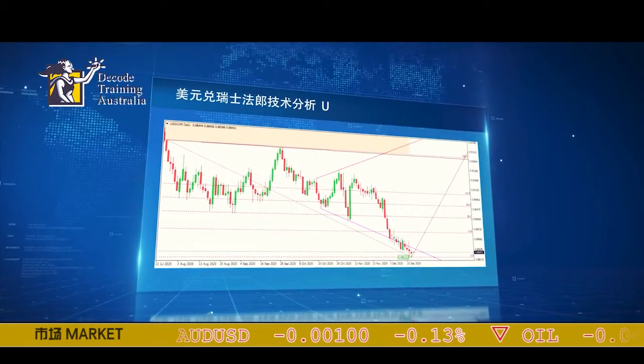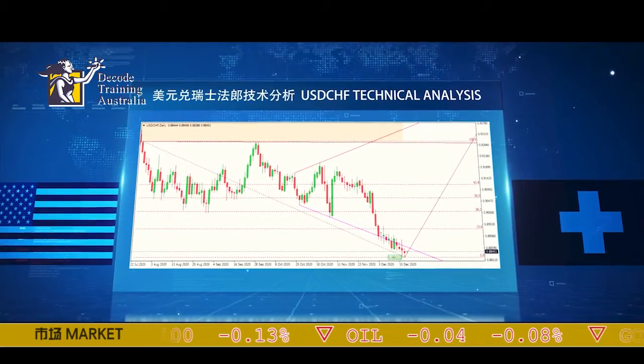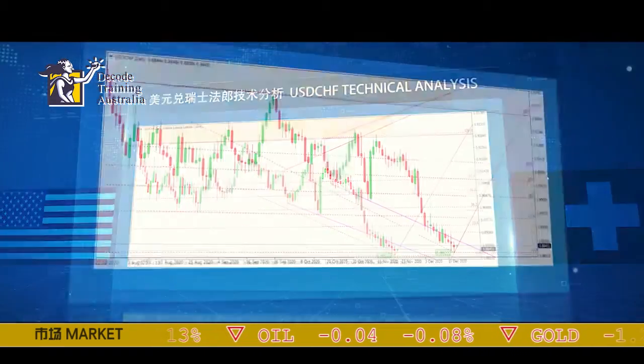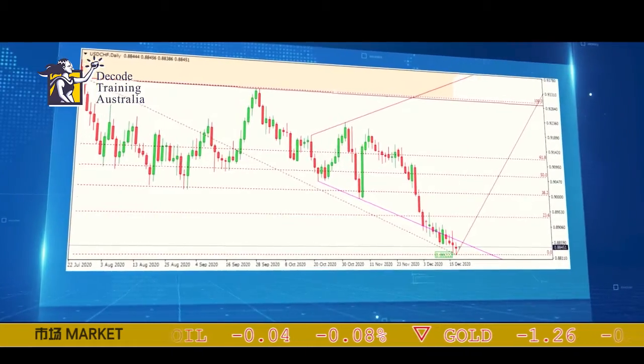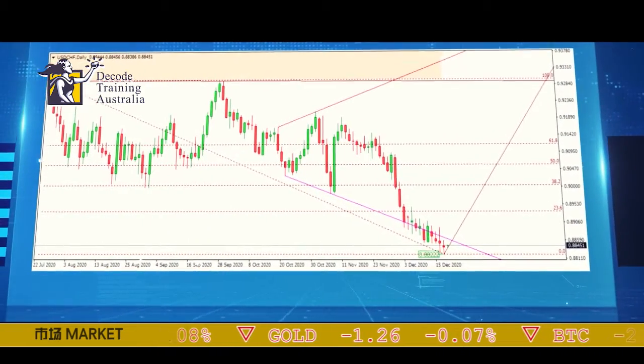Now let's look at the US Swiss technical analysis. The US dollar rose against the Swiss franc on Friday, increasing the price of the US Swiss pair to more than 0.8800 ahead of the release of US gross domestic product news.